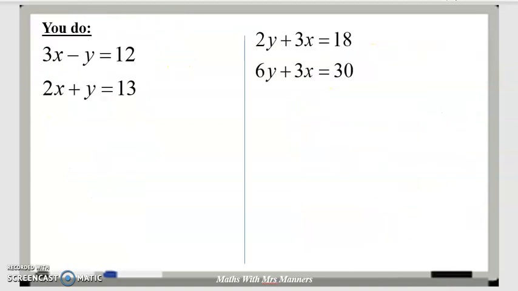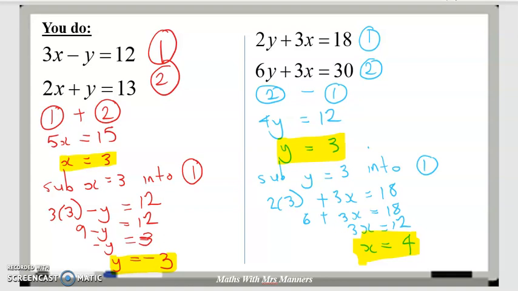All right, pause the video, get these questions done, and I'm about to unpause the video to let you see the solutions. All right, here are the solutions. Mark your work, and I hope this has helped you to understand simultaneous equations, the method of elimination.